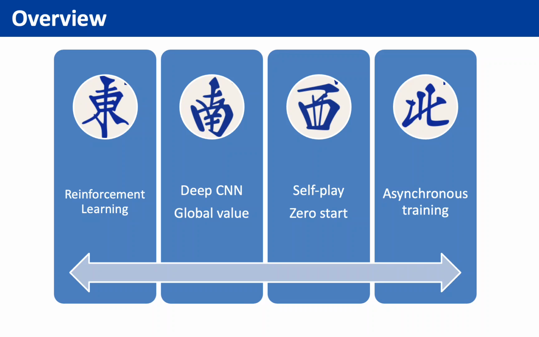The main algorithm used in SuperJong is a reinforcement learning algorithm. The model architecture in SuperJong is a deep CNN, and we use a global value during training, which contains not only visible information but also invisible information. And based on the reinforcement learning algorithm, SuperJong trains through self-play from zero, which is asynchronous training.